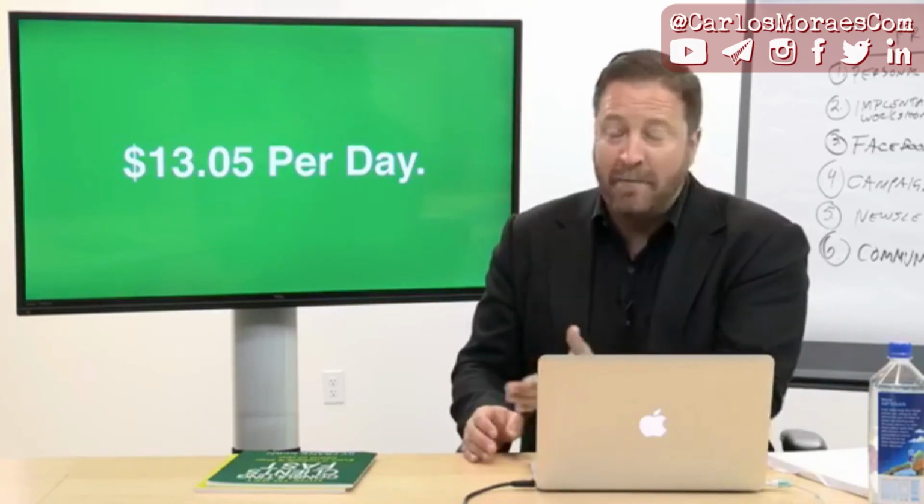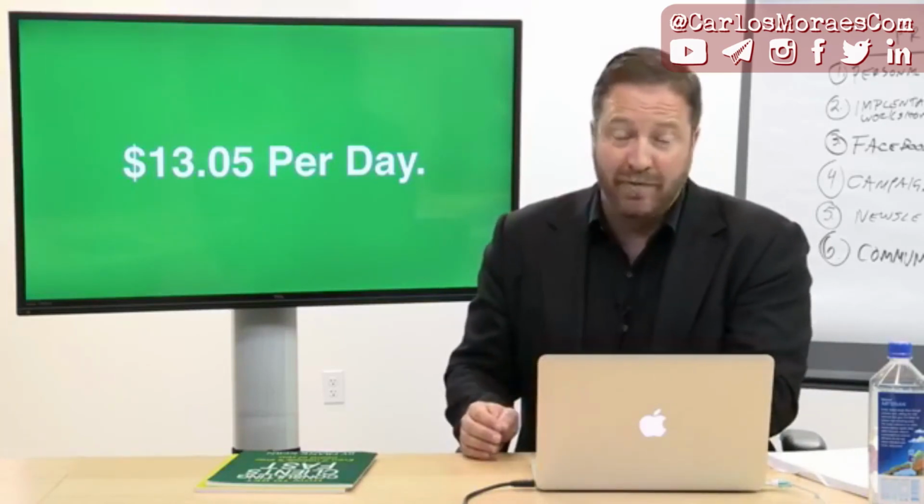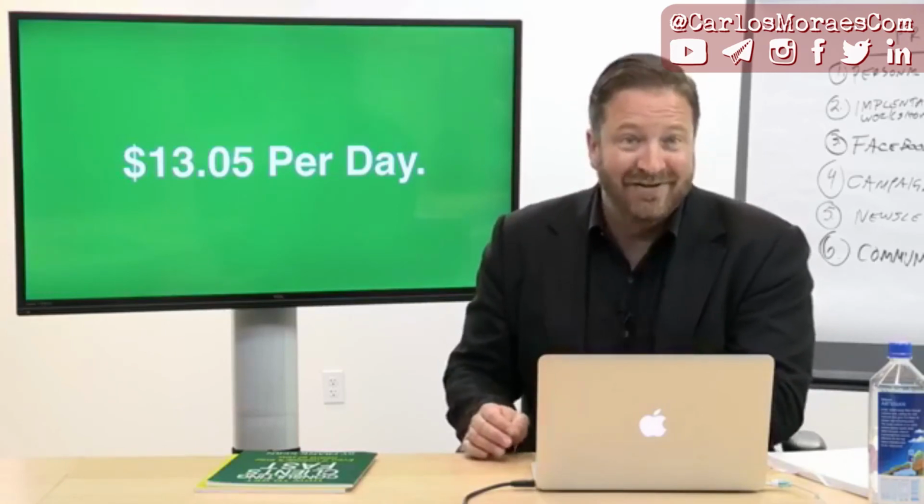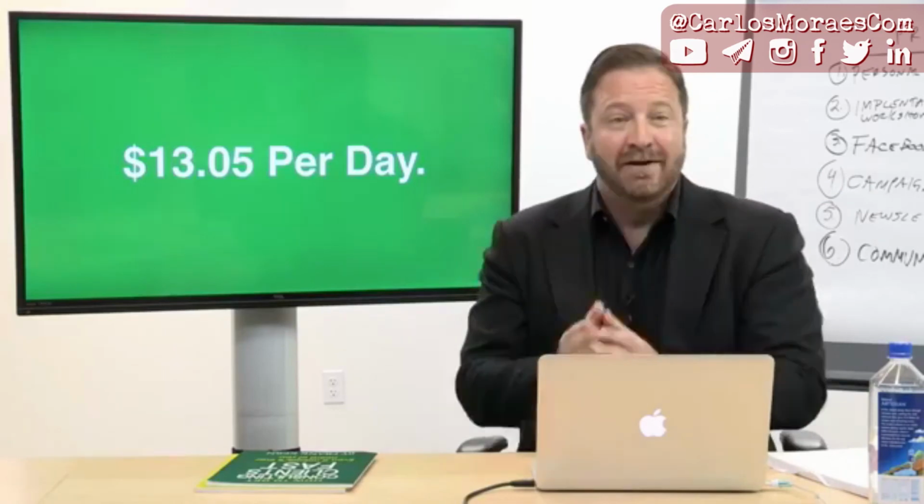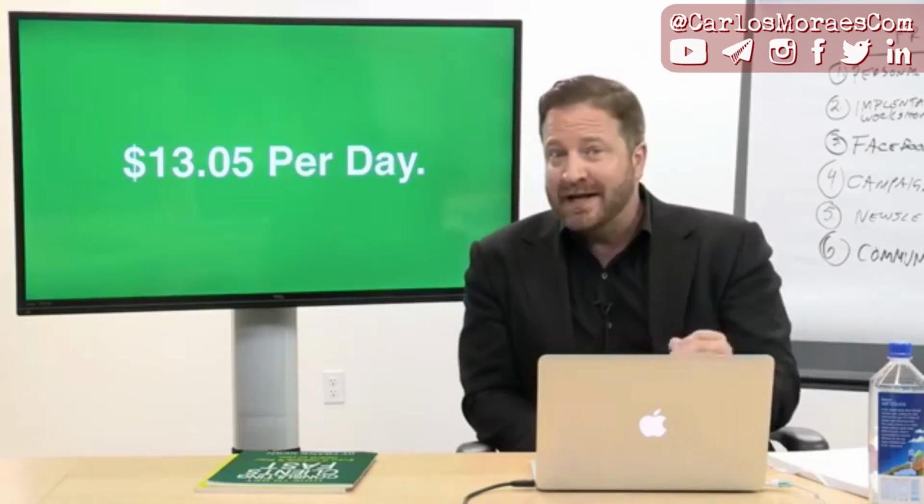$13.05 matters to a business person. You don't have a business. You got a disaster, right? You're in serious trouble. But notice how instead of making about $397, now it's about $13.05 a day. So that's an example of chunking down the price.